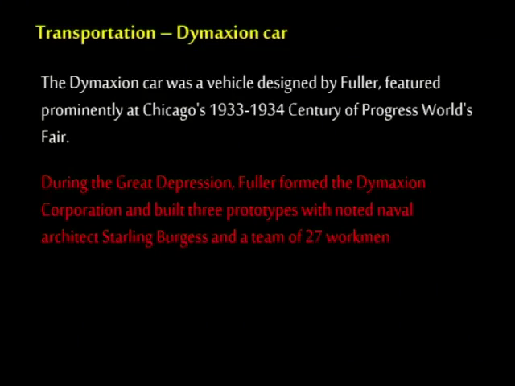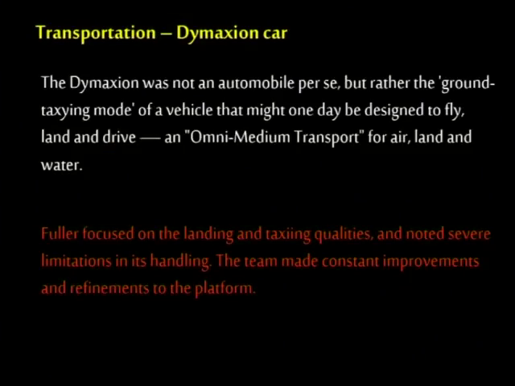During the Great Depression, Fuller formed the Dymaxion Corporation and built three prototypes with noted naval architect Starling Burgess and a team of 27 workmen. With this team, he designed three prototypes of the Dymaxion car. The Dymaxion car was actually not an automobile per se, but rather the ground taxiing mode of a vehicle that might one day be designed to fly, designed to land and drive.